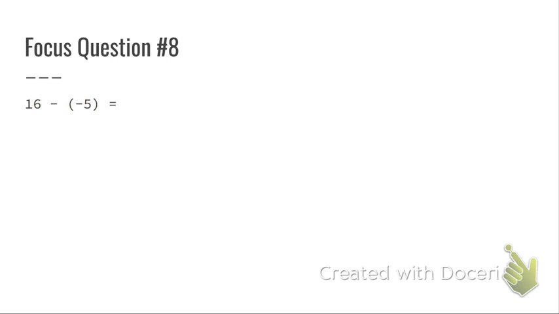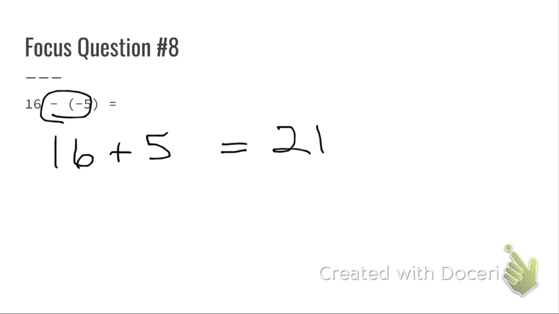Very similar. Those two negatives together are going to make a plus because we add the opposite. So the subtraction sign changes to addition, opposite of -5, +5. So we'll add them together and keep it positive.